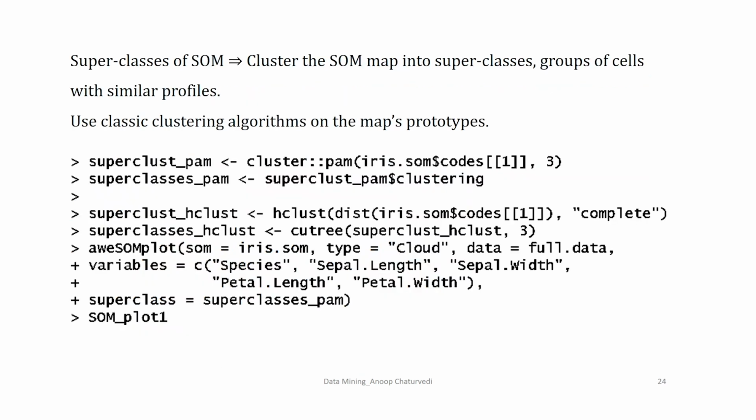Then we have also used the superclasses of SOM. Cluster the SOM map into superclasses. So this is like hierarchical SOM. Groups of cells with similar profiles. So we have SOM map, and then we have clustered the SOM map into superclasses. So basically we have a two level hierarchy.